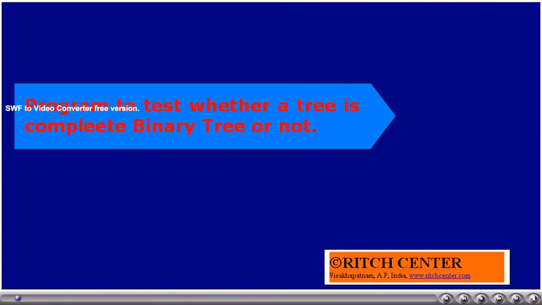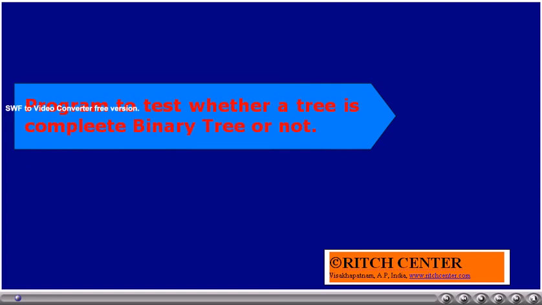This program is to test whether a given tree, that is a binary tree, is a balanced tree or not. I am sure that the readers know what is meant by a balanced tree. A balanced tree is one in which the balance value of all the nodes will be either -1, 0 or 1. The balance is defined as the left subtree height minus the right subtree height.